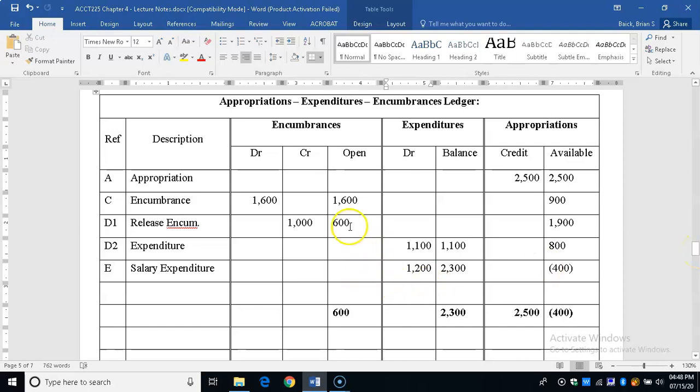Okay, so then the last number in this open column is 600. So you put 600 here. The last number is 2,300. That goes here. The last number here is 2,500. And the last number here is minus 400.